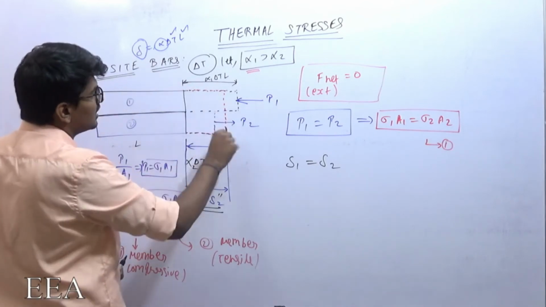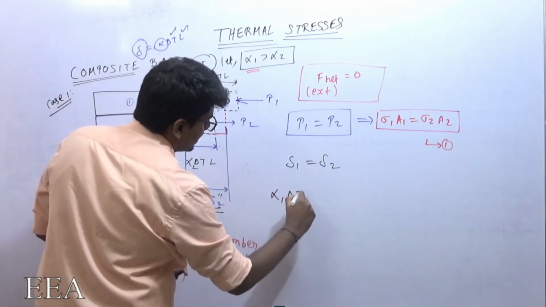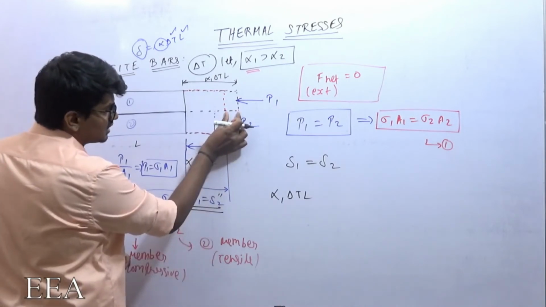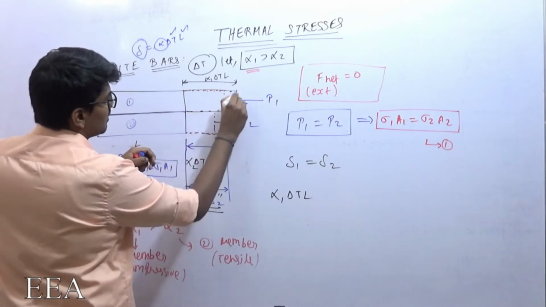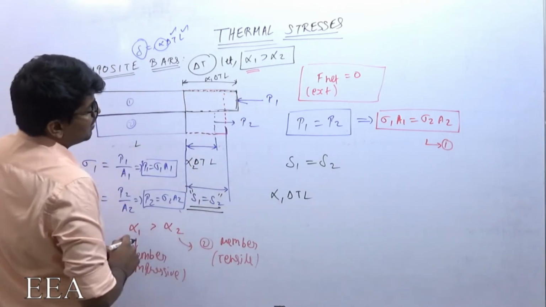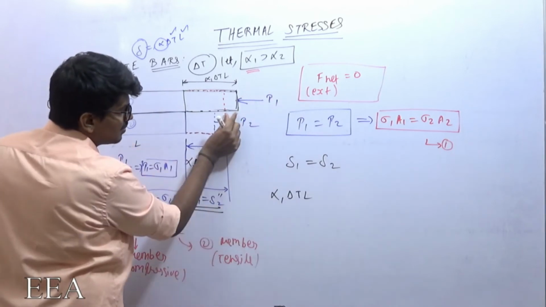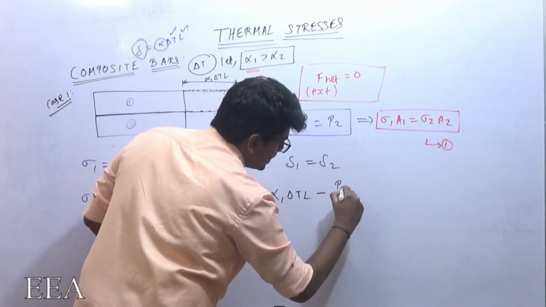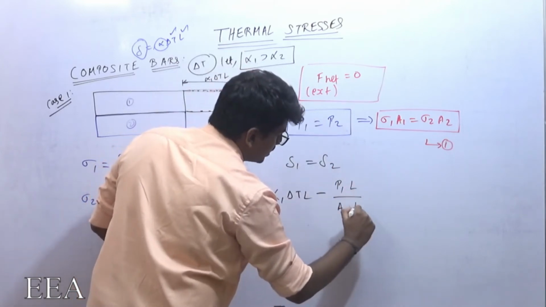If I left it freely, it would have expanded by an amount of alpha 1 delta T L, okay? It would have expanded by this much amount, but due to compressive load P1, it's getting compressed by this much amount. So minus P1 L by A1 into E1.